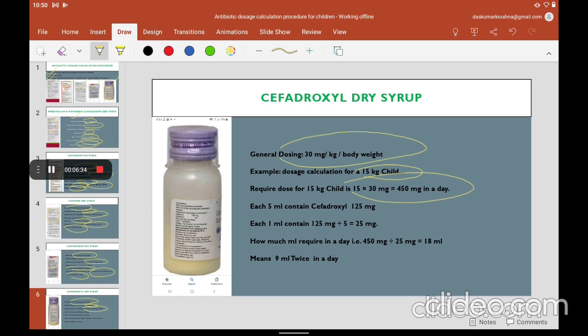Look into the wrapper. Here it is mentioned that each 5 ml contains cefadroxil 125 mg. Means 1 ml contains 125 mg divided by 5, equal to 25 mg. Then how much ml is required in a day? That is 450 mg divided by 25 mg equal to 18 ml. Means 9 ml twice a day.